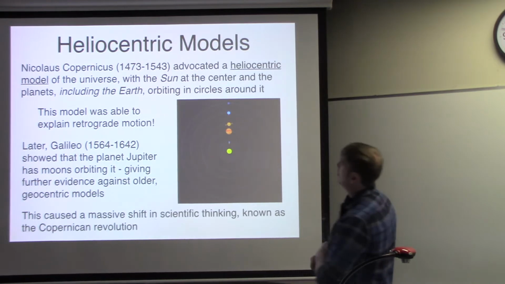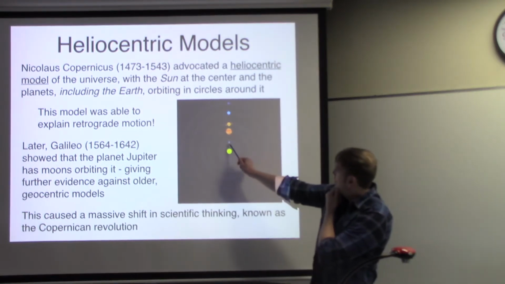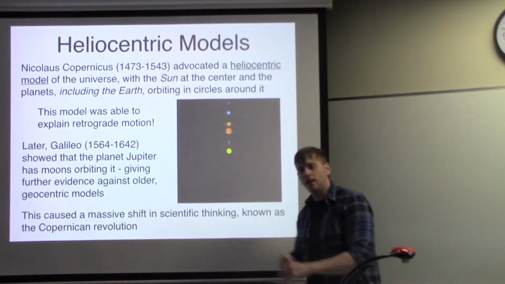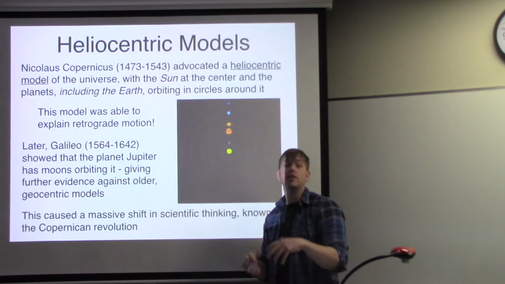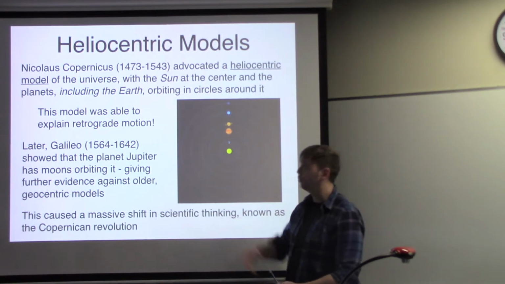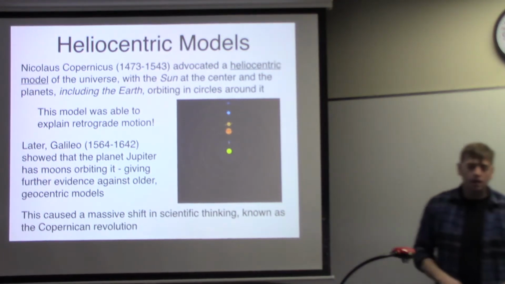And okay, what does this model look like? Well, you've got the sun at the center, you've got all the different planets moving in circles around the sun, and as we saw previously, this is able to explain retrograde motion. So there's a really good reason to accept this model as opposed to anything else.